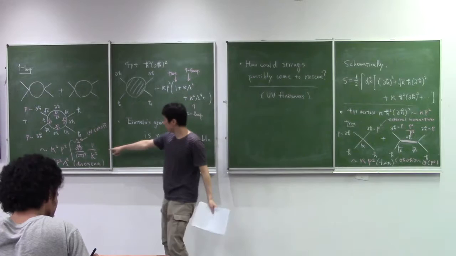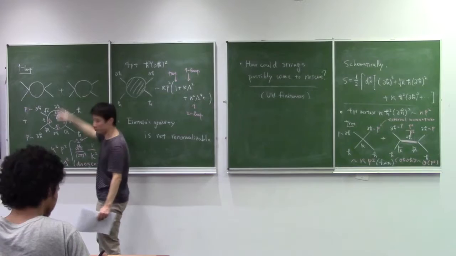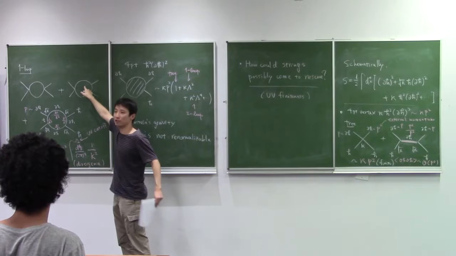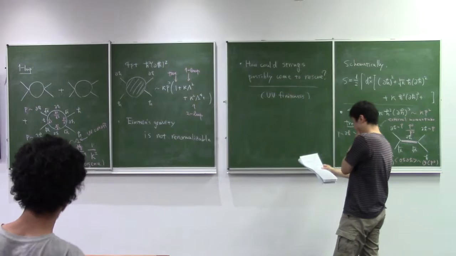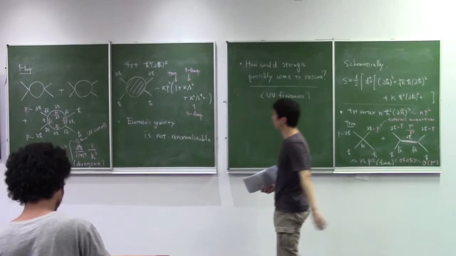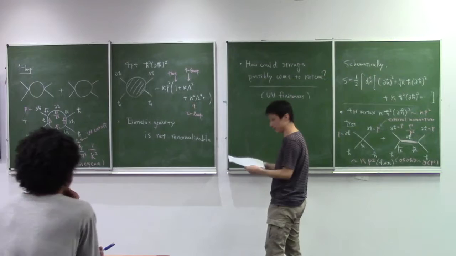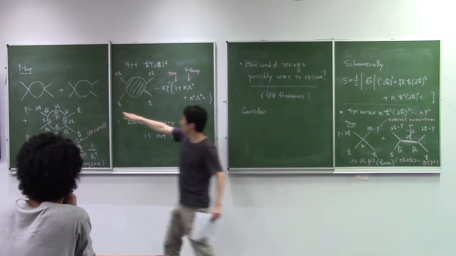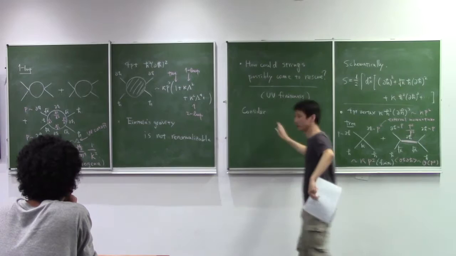So the problem here was that in this loop there's a bunch of gravitons going around, yes? And this divergence comes from very energetic gravitons going around. That's the problem. And maybe you have heard that string theory can actually evade this issue. The easiest way to see it, maybe you have seen this before, is to consider a loop in string theory, because the problem happens at the loops.